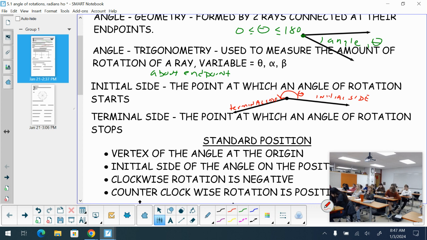We have an initial side where we start our ray, and then we have a terminal side where that ray stops its rotation. Once again, think about Mickey's big and little hand spinning around the clock. We rotate the minute hand around our clock. Mickey's big and little hand up there makes an angle of rotation that we have up on the clock right now. We form an angle. And this angle, once again, we use our Greek symbols, theta, alpha, and beta, to be able to symbolize this. These are variables for our angle of rotations. These are Greek symbols.